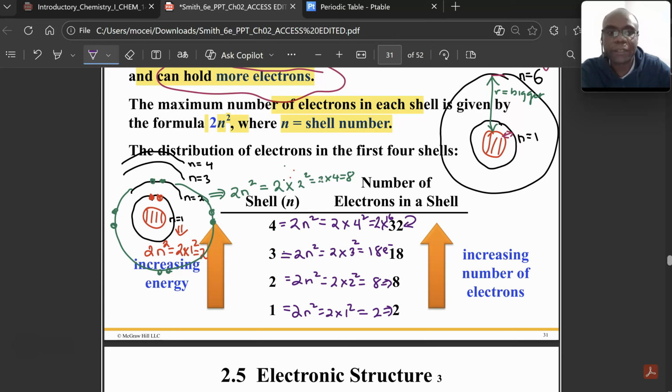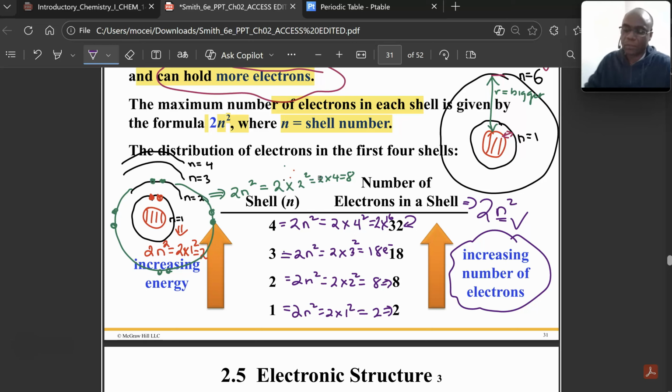So you increase the number of electrons as the radius of the shell increases. I think you get the idea, and you can predict the number of electrons in the shell using the formula 2n squared, where n is the principal quantum number of the shell.